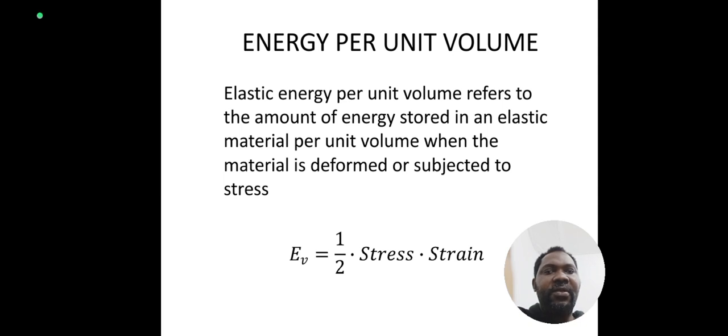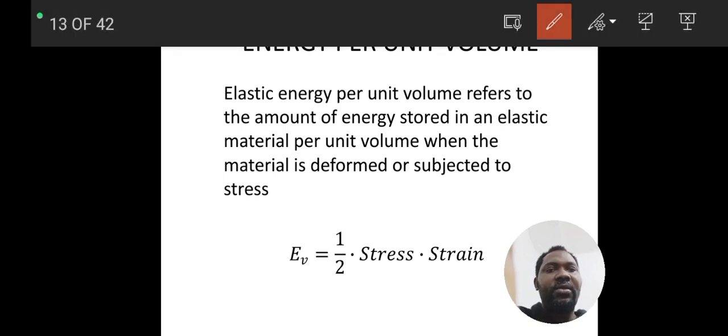Energy per unit volume refers to the amount of energy stored in an elastic material per unit volume when the material is deformed or subjected to stress. Okay, so what that means is that energy per unit volume, let me call that EV, is supposed to be the energy, which is half Fe, okay, divided by volume. The volume of the material can be represented as area times length.